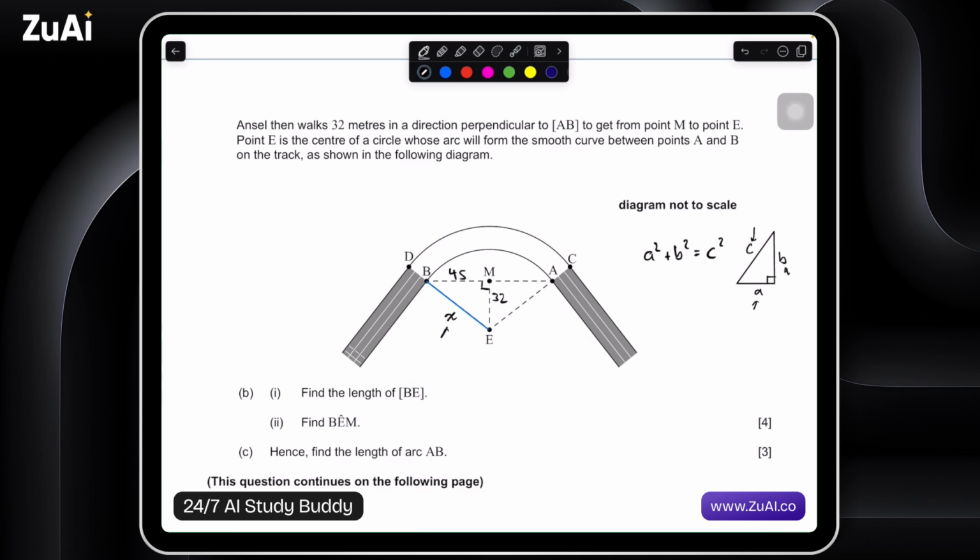So let's go ahead and work that out to find the length of BE. We have 45 squared plus 32 squared, and that should equal, in this case we called it x, so let's write it as our unknown, x squared. We can solve this, or we can just take the square root of all of this, and then that will be equal to x. So both will give us the same answer. Let's go ahead and put this into the calculator.